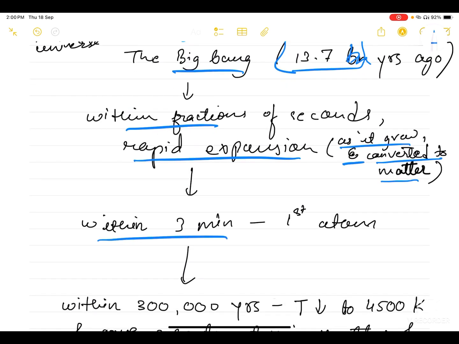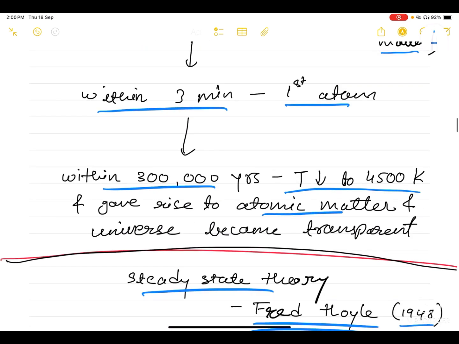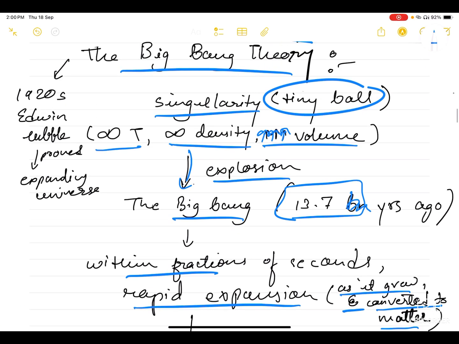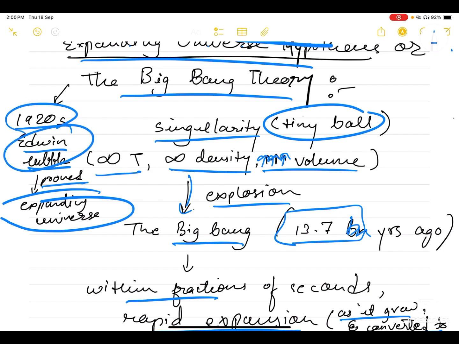Within 3 minutes of this explosion, the first atom came into being. Within 3 lakh years of the Big Bang, temperature dropped to 4500 Kelvin and gave rise to atomic matter, and the universe became transparent. So this is the Big Bang theory. In the 1920s, Sir Edwin Hubble proved the expanding universe, that the universe is continuously expanding.